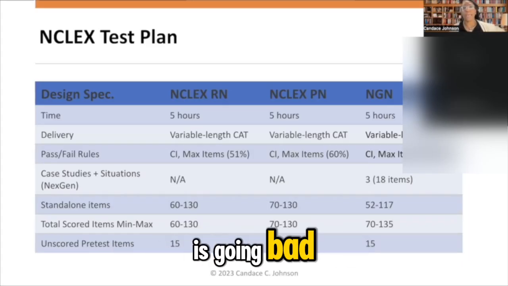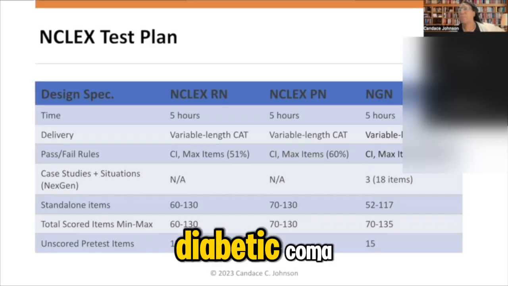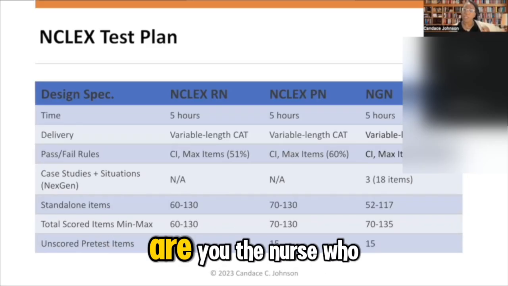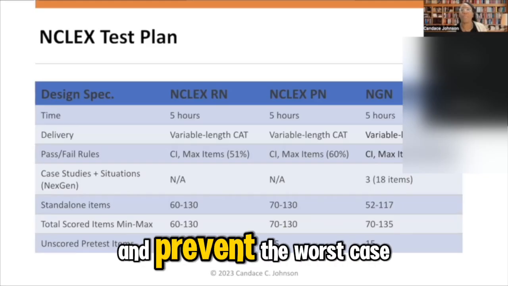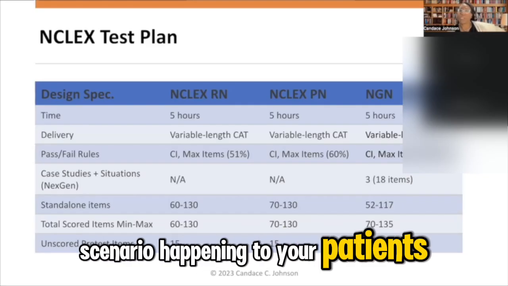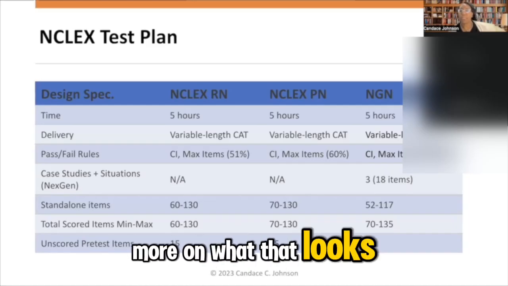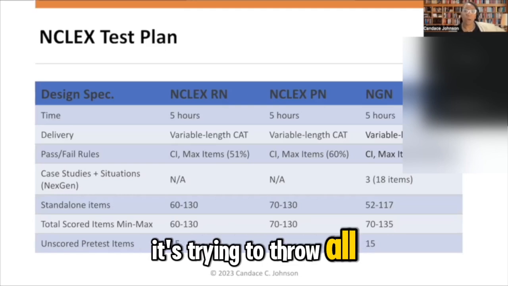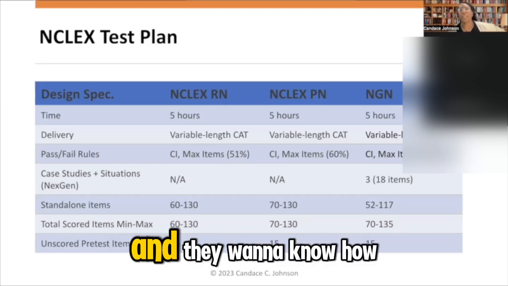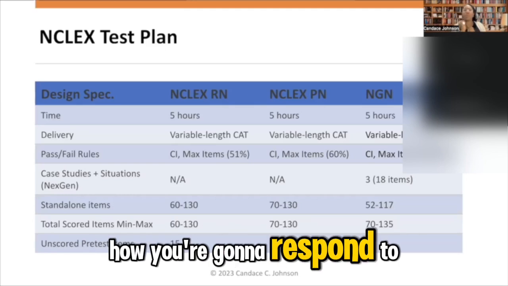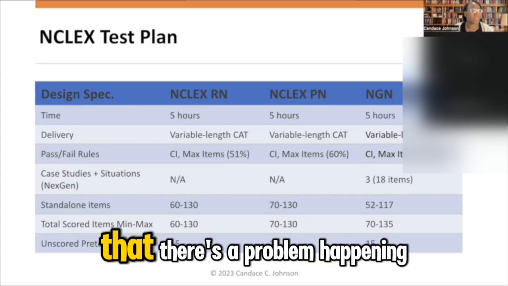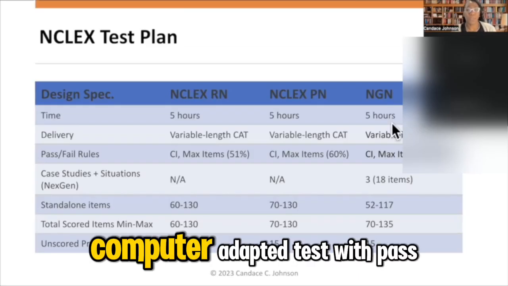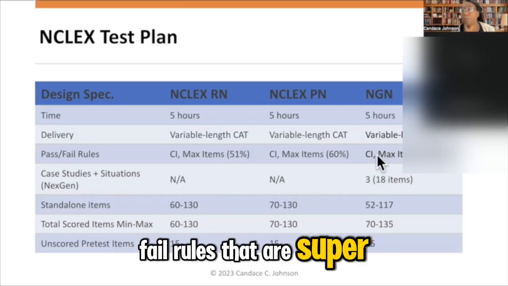If a patient is going bad and they're heading in a direction to be in a diabetic coma, or maybe they're heading towards seizures, or they're at a high risk for falls, are you the nurse who can recognize that and prevent the worst case scenario happening to your patients? Okay, and I'm going to coach you more on what that looks like, right? Because the NCLEX is a crisis test. It's trying to throw all of these potential crisis scenarios at you, and they want to know how you're going to catch them, how you're going to respond to them, or even if you recognize that there's a problem happening in the first place. Okay, so variable length computer adapted test with pass-fail rules that are super complicated.